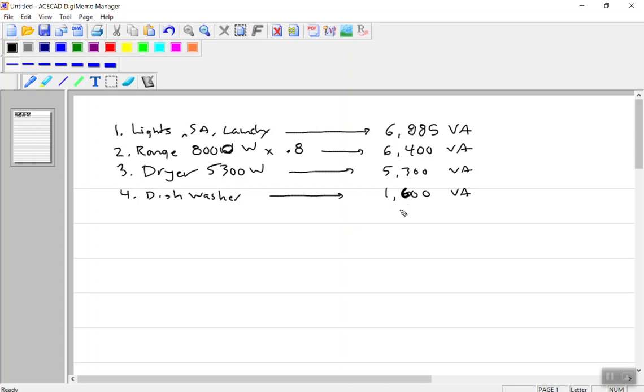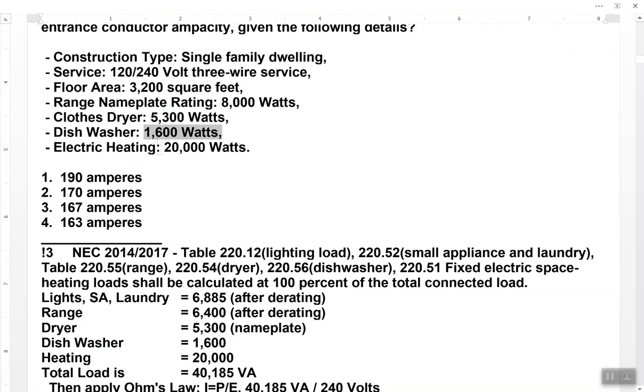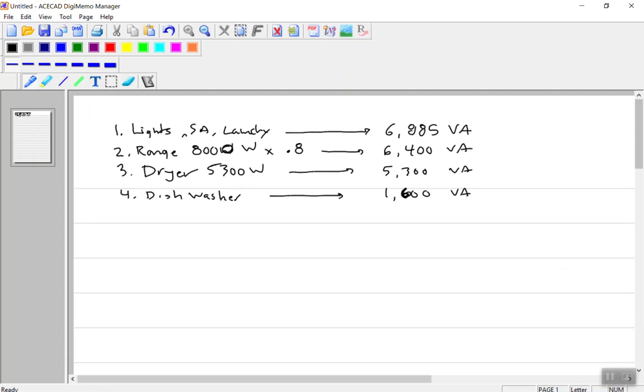Okay. Then the last thing here is the heat, right? So let's take a look. Heat was 20,000. So let's put that in there as well. Number 5 is your heating. Right, and add it in there, 40,000. No, I'm sorry, 20,000. Come on, Julian. 20,000 volt amperes. Okay. Let's get it in there. Heating is 20,000 volt amperes.